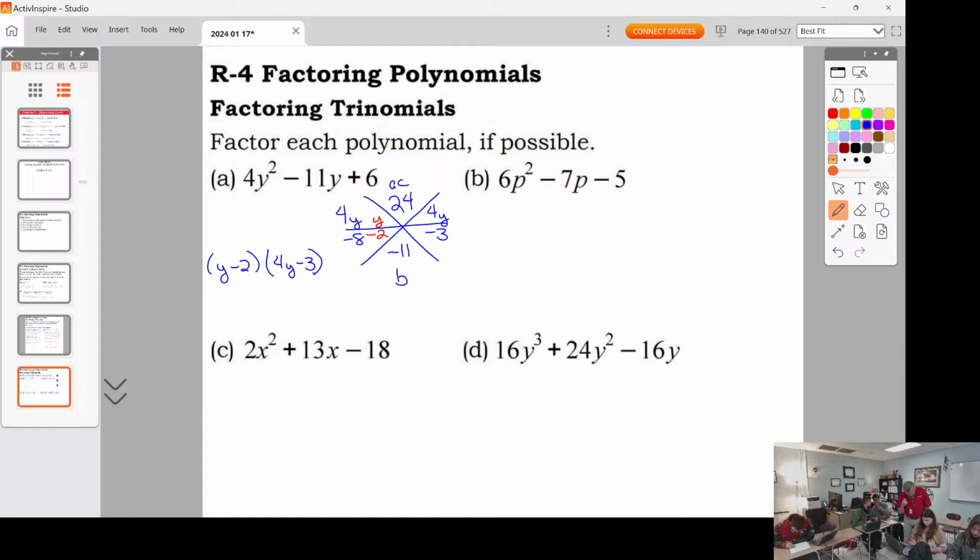Multiplies to get what? And adds to get.